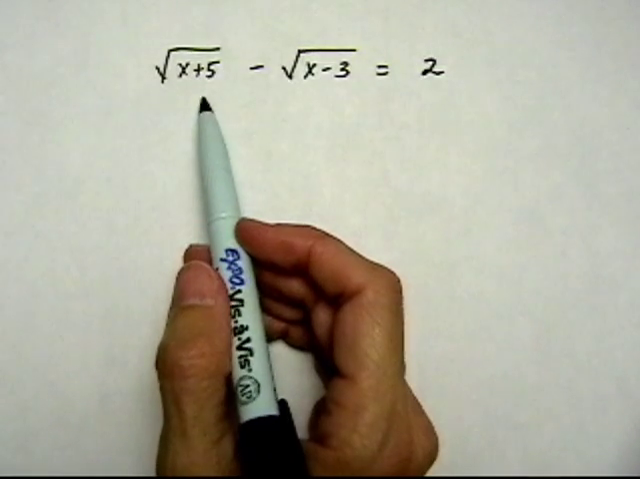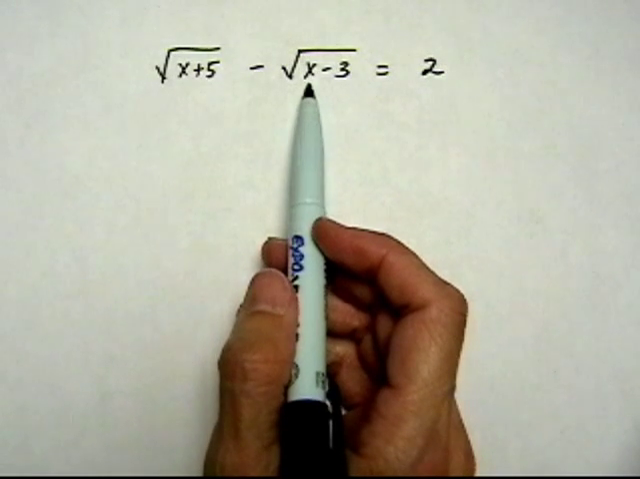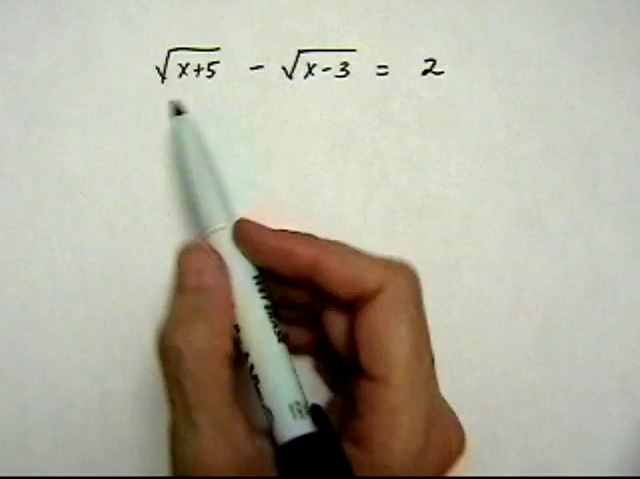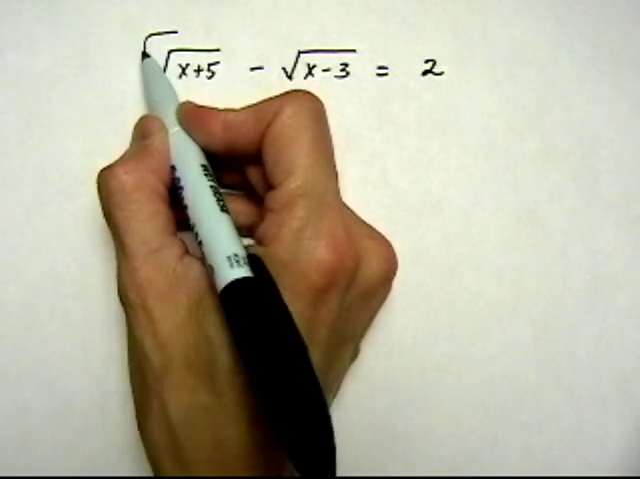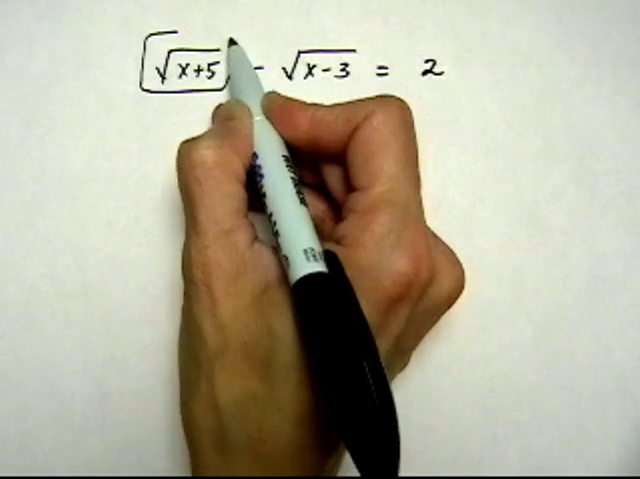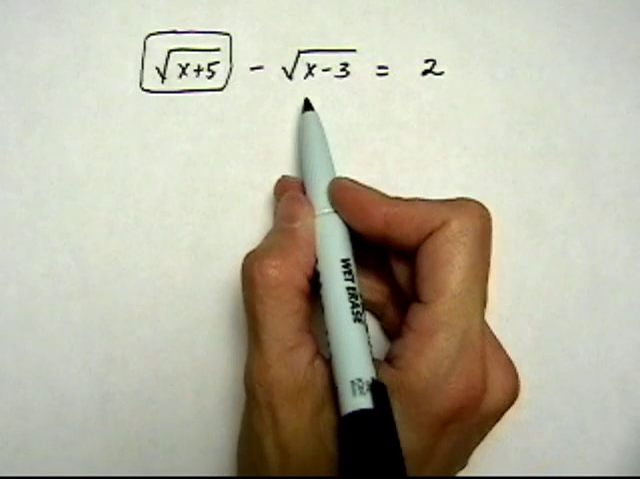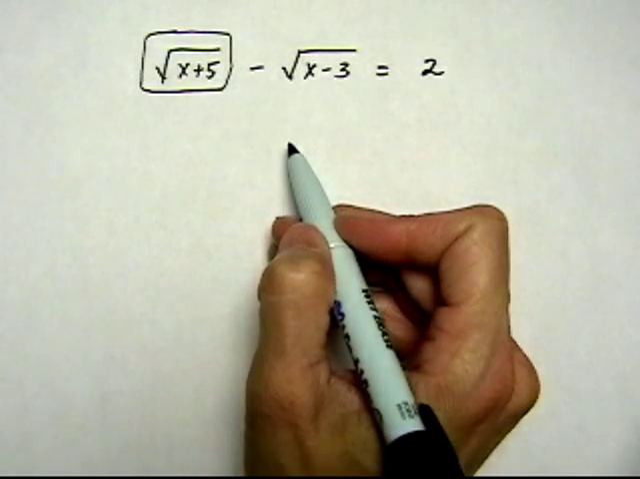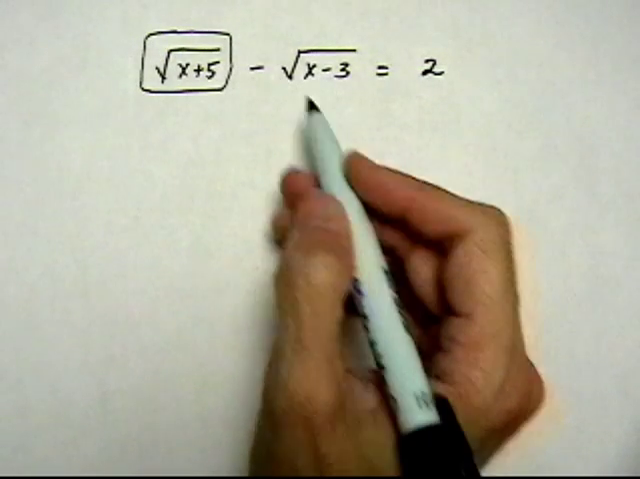Here we're going to solve a square root equation, and this equation has two square roots in it. So the general approach is going to be, we're going to choose one of the roots to isolate. Doesn't matter which one. I'll just pick this first one. We're going to isolate the root, square both sides of the equation, then isolate the other root that's left, square both sides of the equation again, and then solve for x. Alright, so let's go ahead.